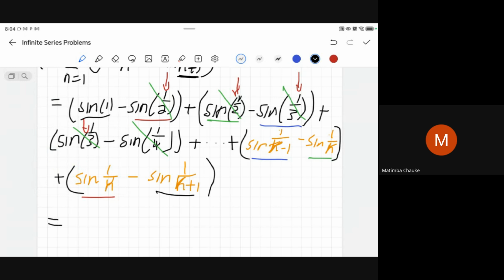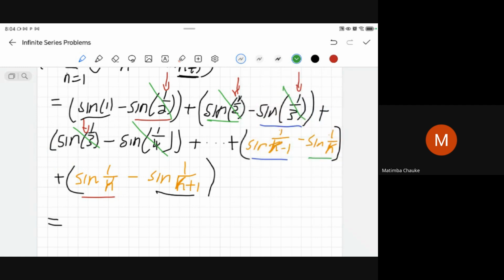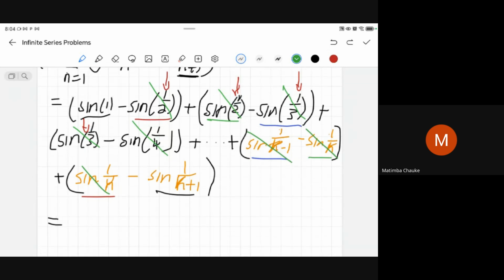this will be equal to, but let me cancel this, right? This one cancelled, the red one cancelled, the green one cancelled, the blue one cancelled. So I have to show them there. Then I leave the ones which didn't cancel. Sine of 1 minus sine of 1 over k plus 1. You see, right? Then I have that.